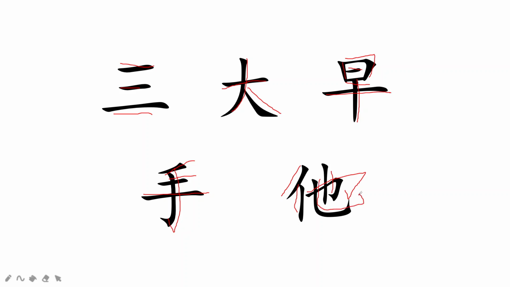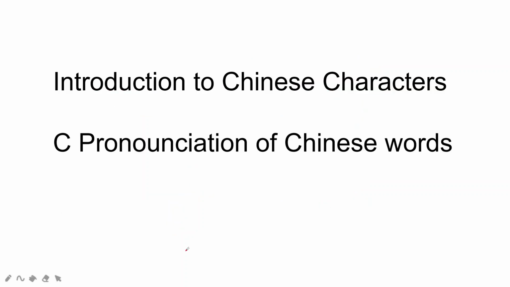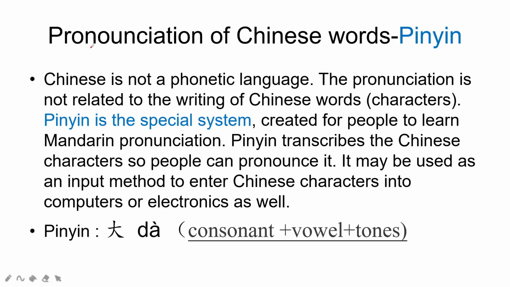Okay, this is how we write the Chinese word. What we call this is stroke order. Next. Okay, after that, the third part, the pronunciation of Chinese words. Let's take a look. The pronunciation of Chinese word, we have one very important word we call pinyin. Pinyin is the system to pronounce the Chinese word. Let's take a look at this explanation.